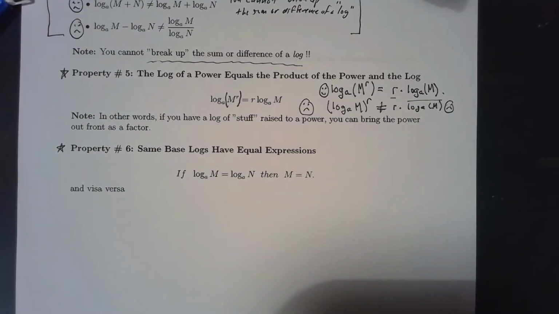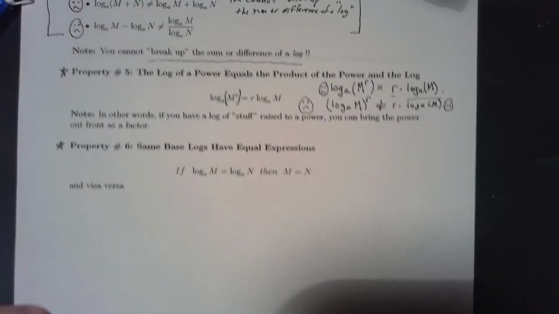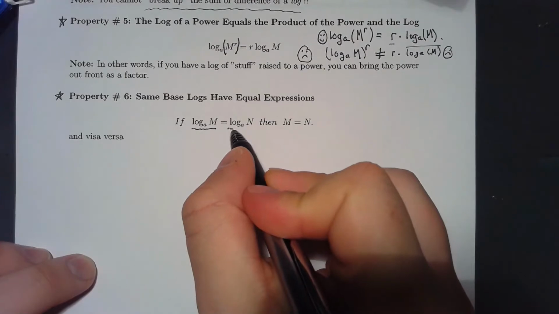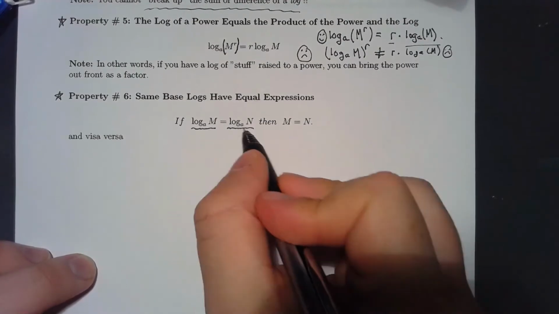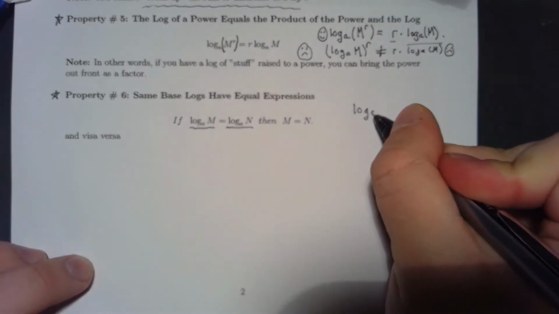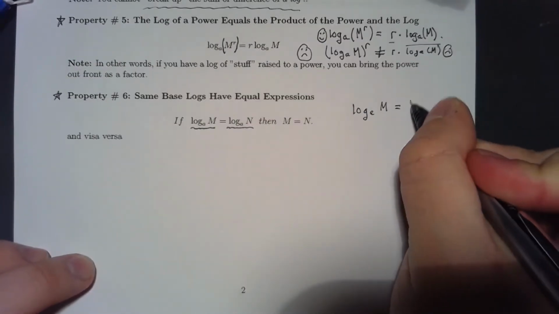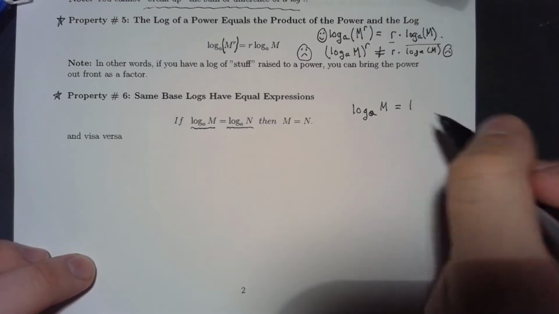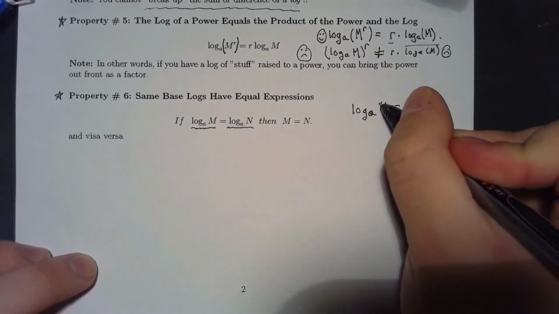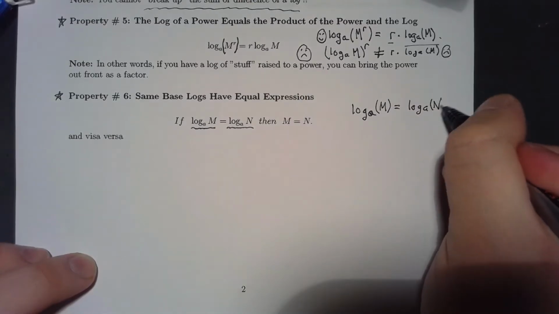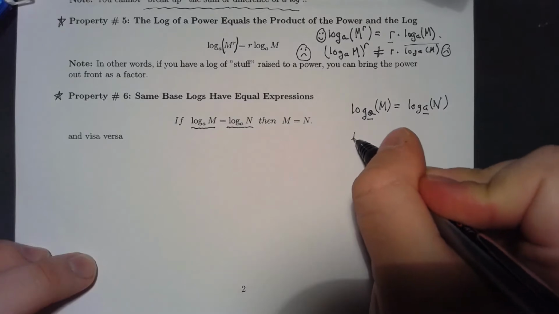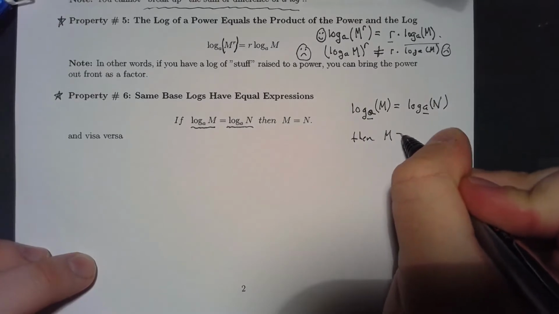Same base logs have equal expressions. So if you have a log base a of m equals a log base a of n, since they have the same bases, their expressions are equal. So if I have log base a of m, that's an a, not an e, and I have log base a of n, so m goes into that logarithm, n goes into this one. Since they're the same base, I could say then m equals n.